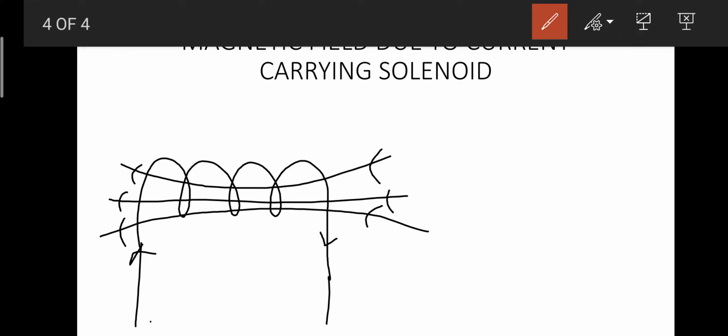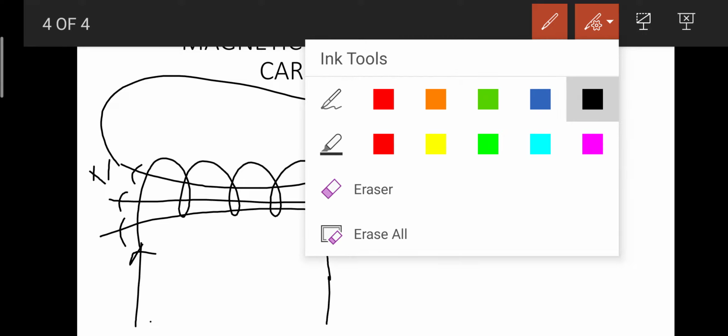In this situation, according to the right hand rule, the curl of the fingers is in the direction of current, and then the thumb indicates the direction of the north pole. So definitely field lines are emerging out of the north pole, like this is the north pole and this would be the south one. Why? Because field lines are emerging from north and entering into the south one.